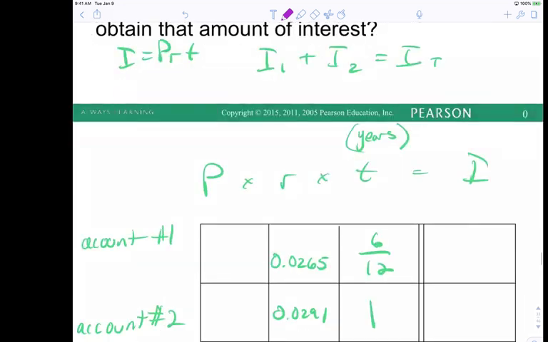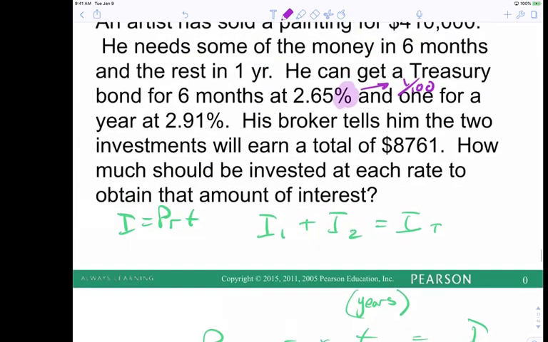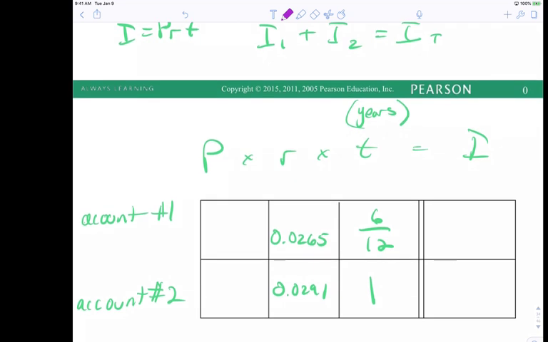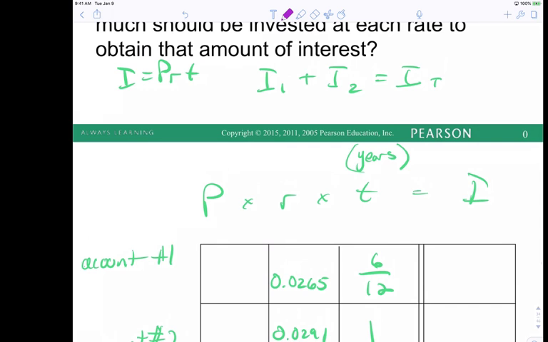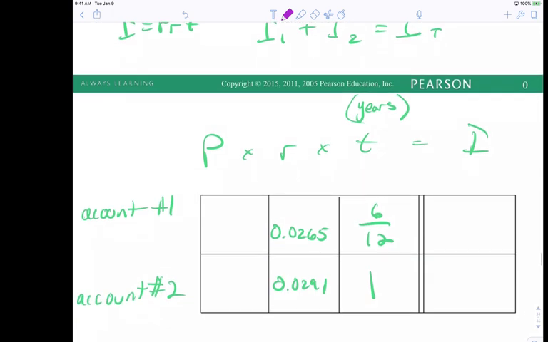Can you tell me about the principal? It says how much should be invested at each rate. If it says how much, that means that needs to be our X, right? So where's the X going to go? For account 1, we can let account 1 be X.